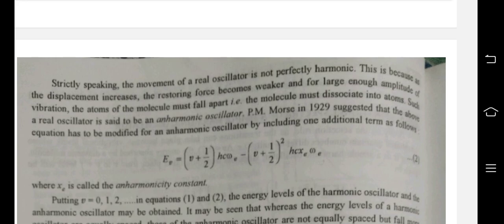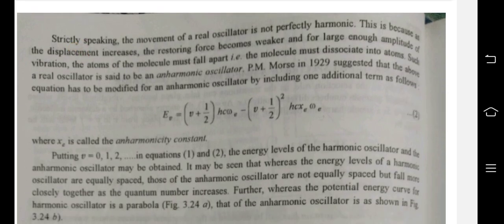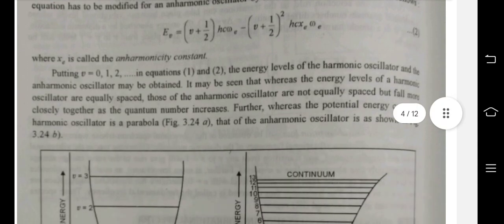P.M. Morse in 1929 suggested that the above equation has to be modified for an anharmonic oscillator by including one additional term, known as Ev = (v + 1/2) hc ωe − (v + 1/2)² hc xe ωe, where xe is called the anharmonicity constant. Putting v = 0, 1, 2 in equations 1 and 2, the energy levels of the harmonic oscillator and the anharmonic oscillator may be obtained.